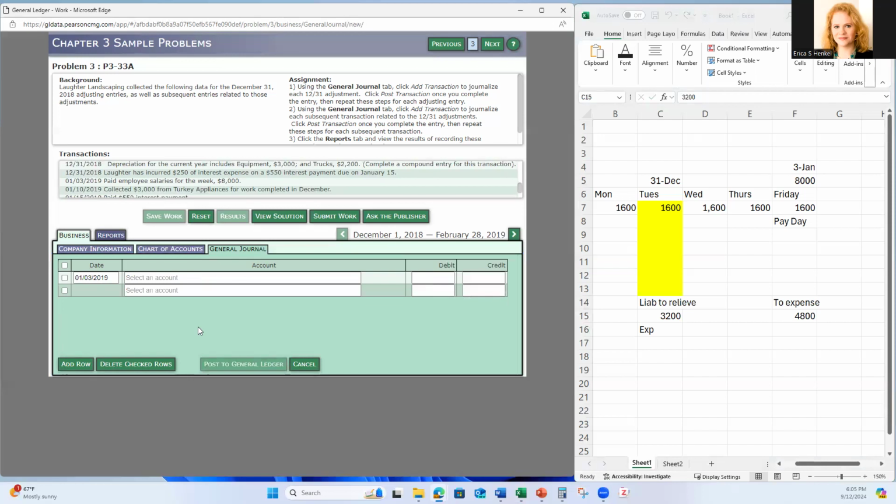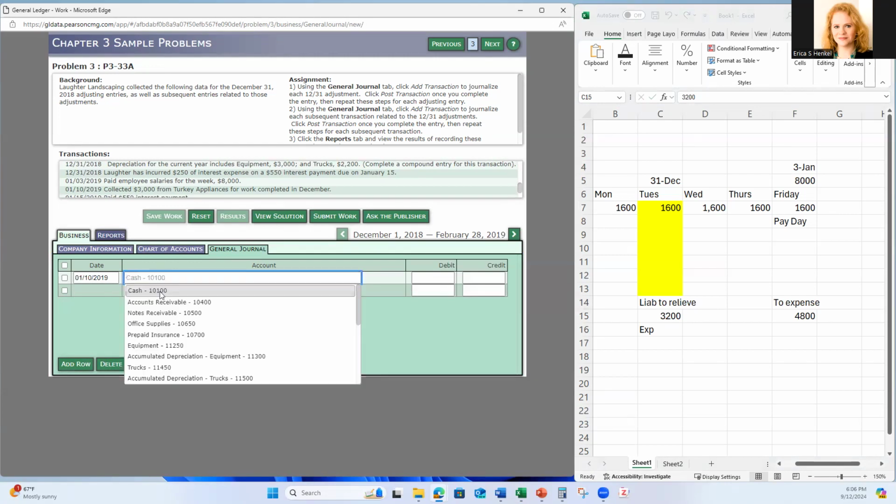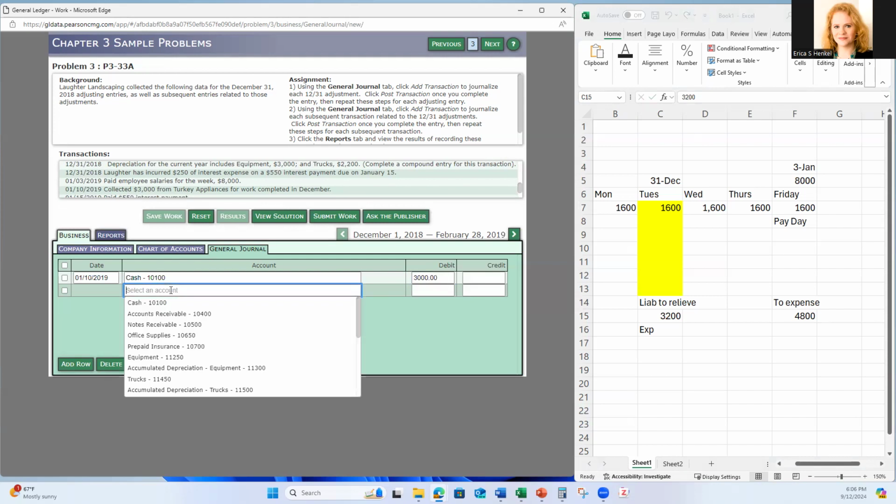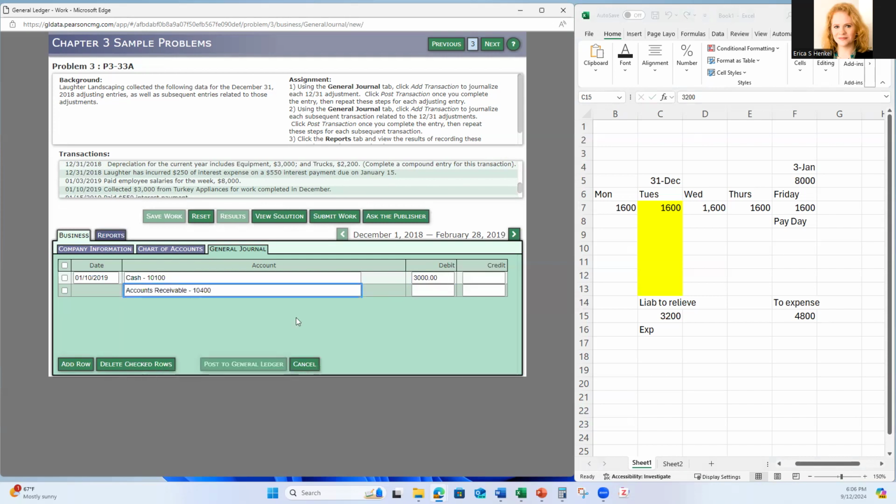All right. Okay, so now we're going to add a transaction. We're collecting $3,000 from Turkey Appliances for that work that was completed, and that is on January 10th. So let's go ahead and put that. So we are going to debit cash for the amount that we received, which is $3,000. And then we are going to credit our accounts receivable. Okay, so we recorded a receivable when we performed that work, and we are now collecting on it. So I'm going to go ahead and post that.